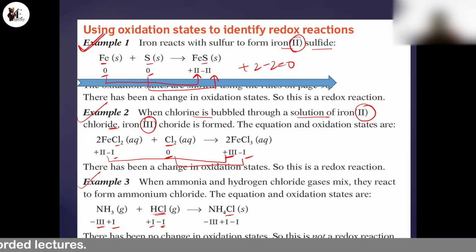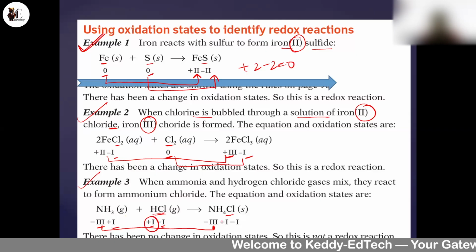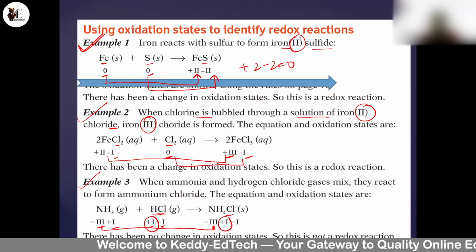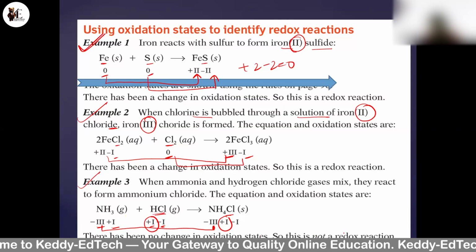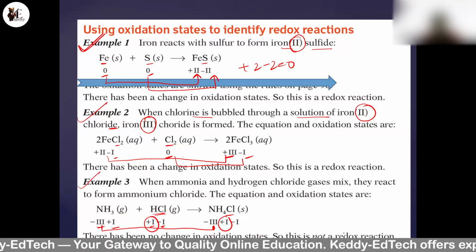Here, nitrogen is in -3, and here also nitrogen is in the -3 oxidation state. So no change is happening. Hydrogen is in +1, hydrogen is in +1. No change is happening here also. So there has been no change in oxidation state in this reaction. So we can say that this is not a redox reaction.